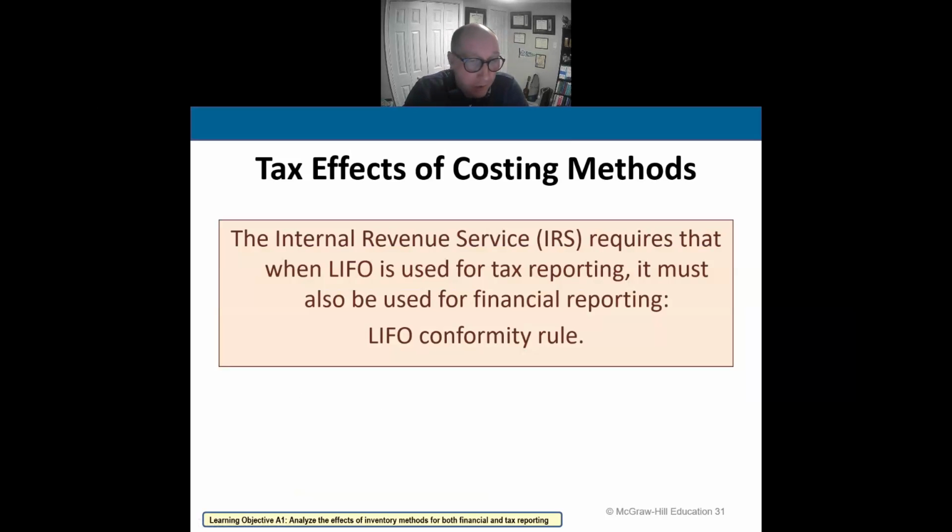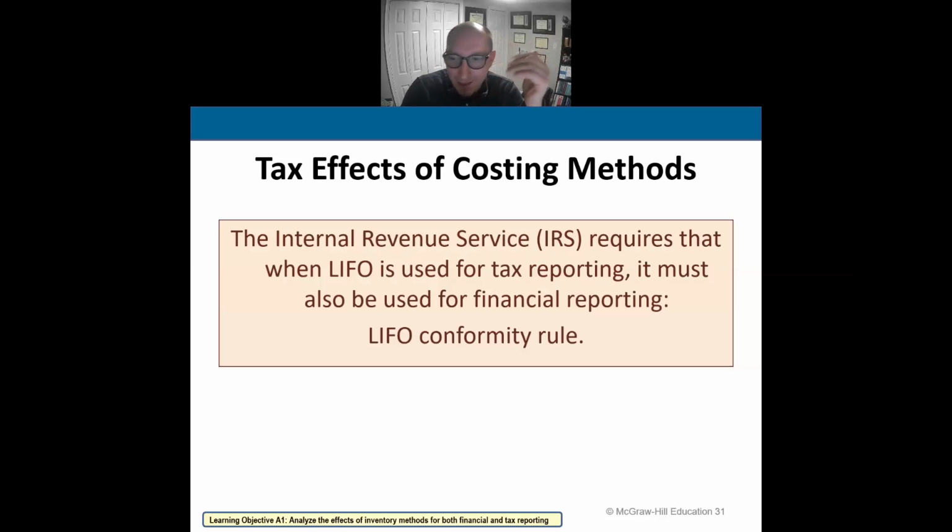The IRS requires that when you use the last in, first out method, it must be used for financial reporting as well. It has to be the same. And that's why earlier I had said when the company forms, it has to select one of those options. It has to stick with it. It can't be changing throughout the year.